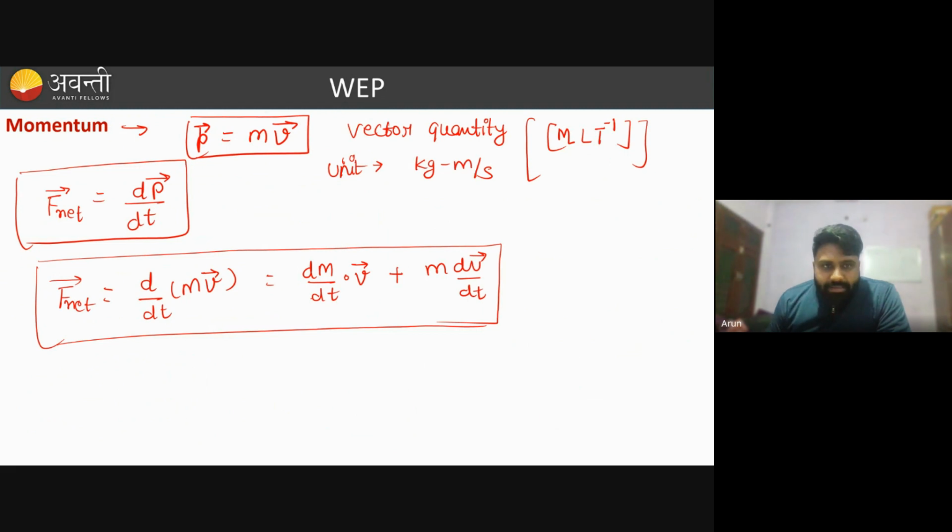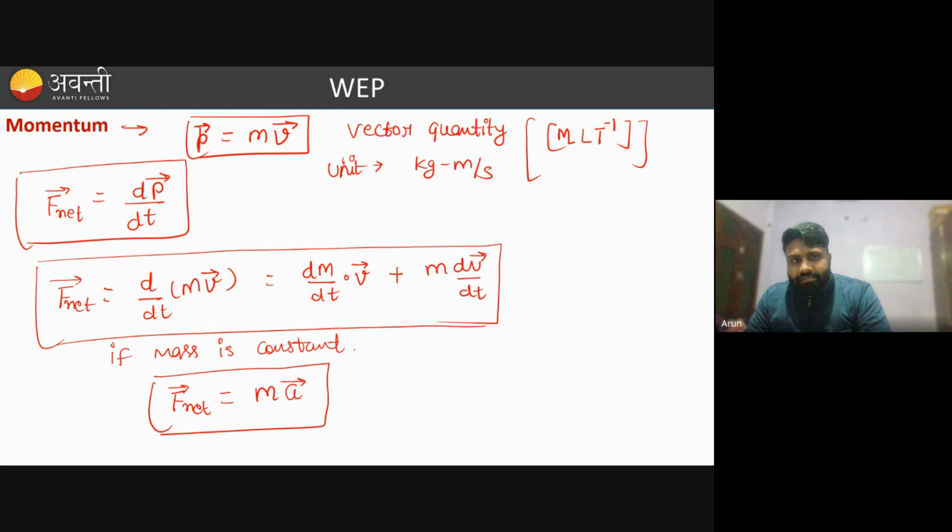If mass is constant, we can say that F net is equal to m times dv by dt, which is the rate of change of velocity, that is, the acceleration vector. So this is momentum, and this is Newton's second law in terms of momentum.